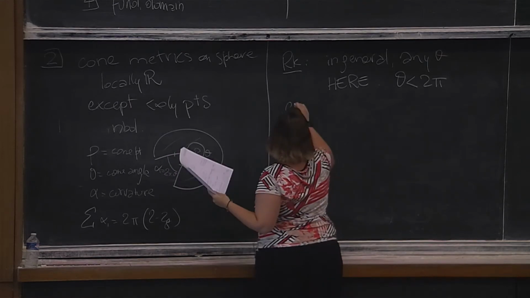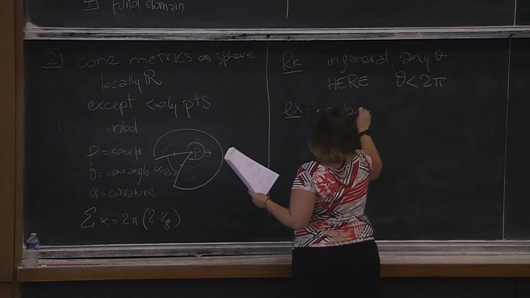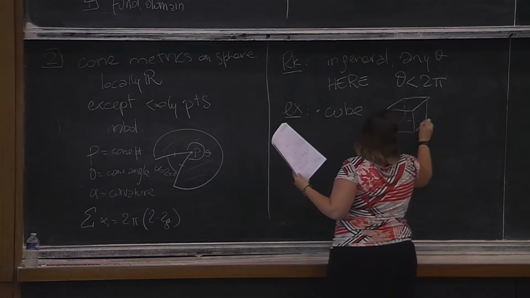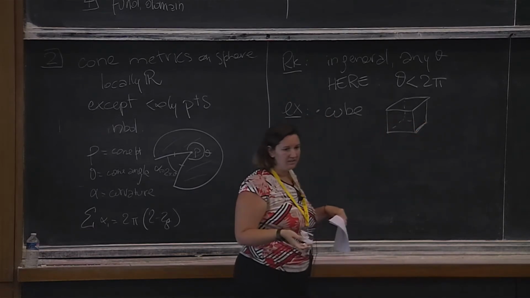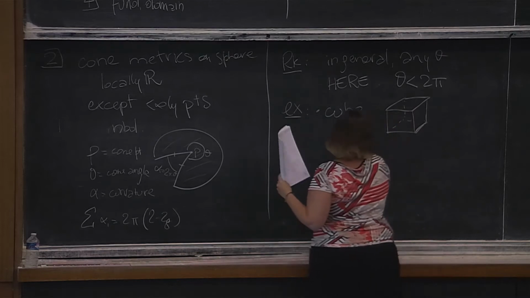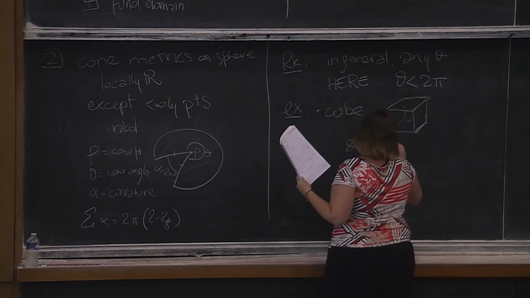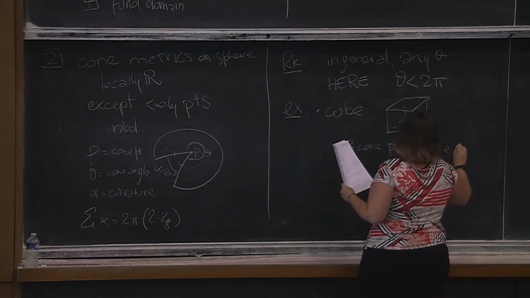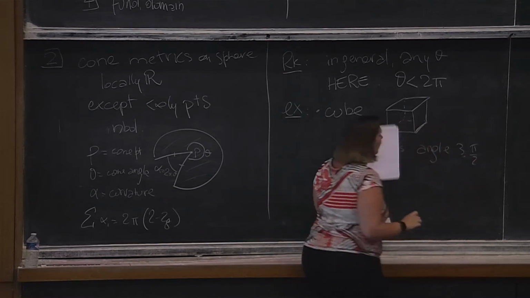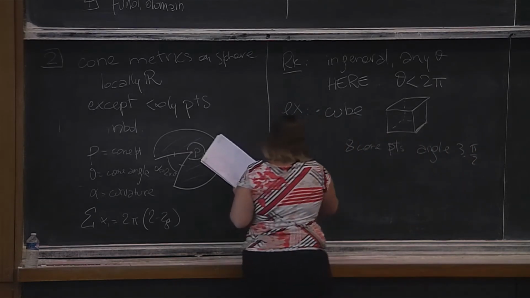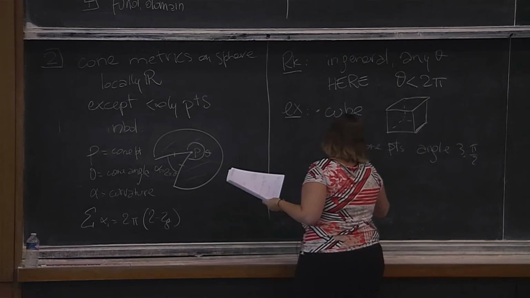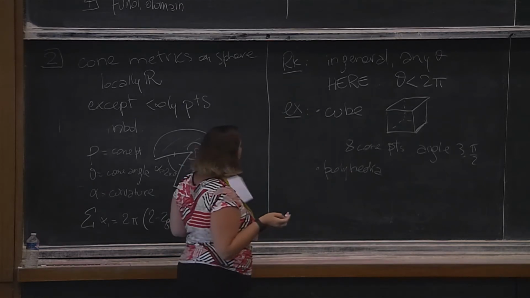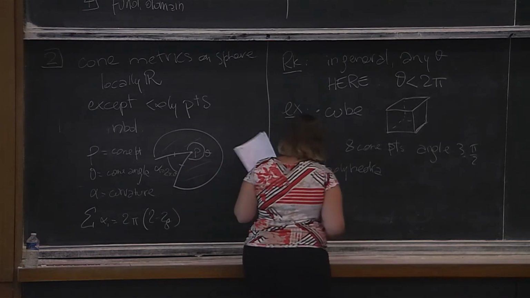So obvious examples. Well, we can take a cube. We need to smoothen up the edges, but we can do that, and it's OK. And we remain with 8 cone points, 8 cone singularities, given by the vertices that have angle 3 times pi over 2 around. And in general, polyhedra are also examples of cone metrics, but there are also other examples.